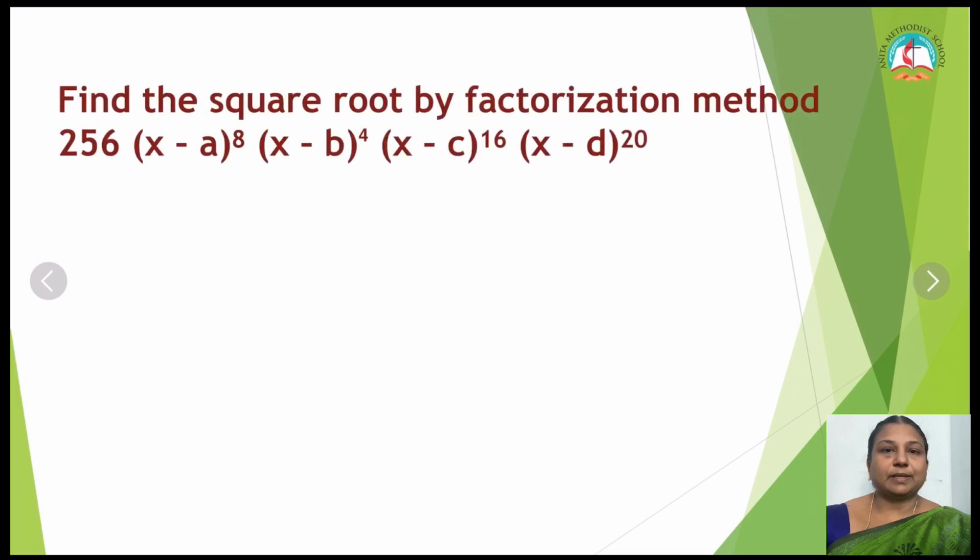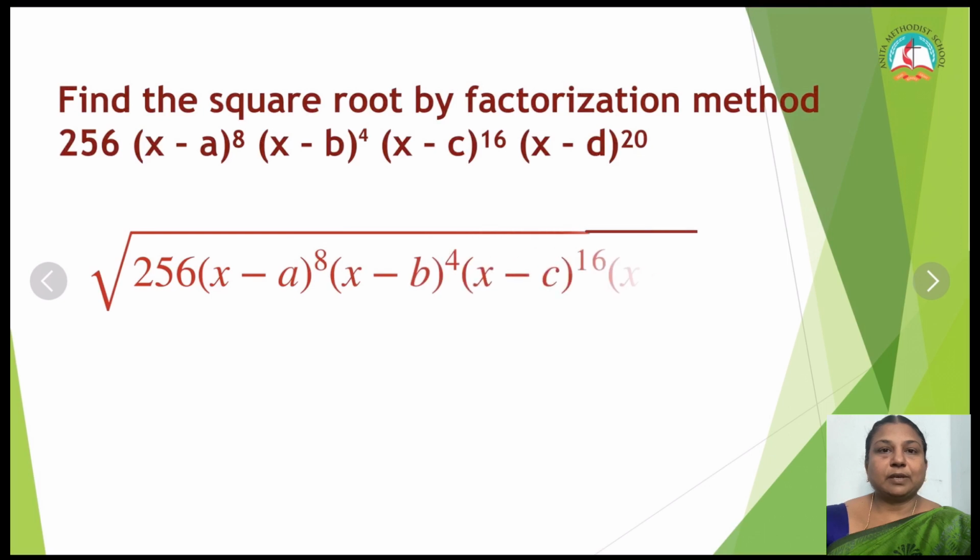Now find the square root by factorization method. 256 into (x minus a) whole to the power 8, (x minus b) whole to the power 4, (x minus c) whole to the power 16 into (x minus d) whole to the power 20. They have given, you have to put the square root, children. Okay, so you have to write the problem inside the square root.